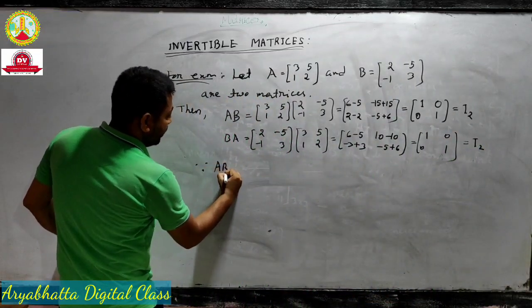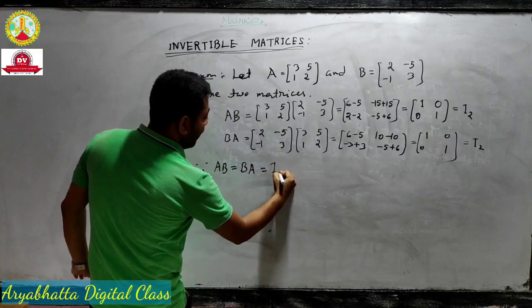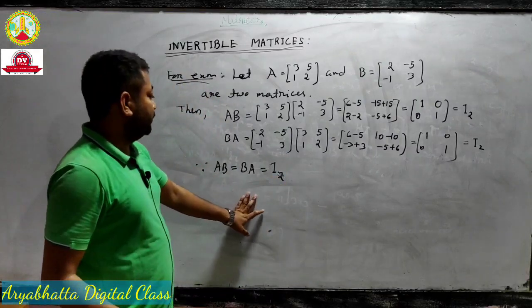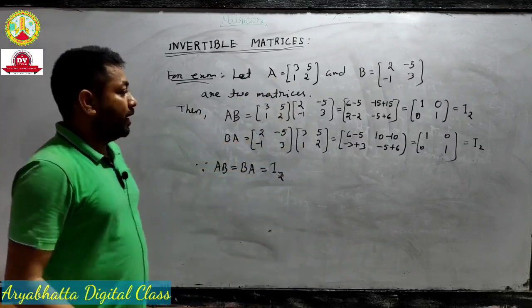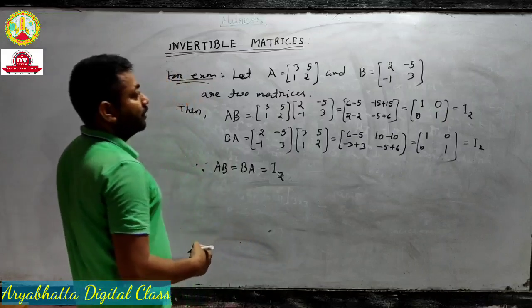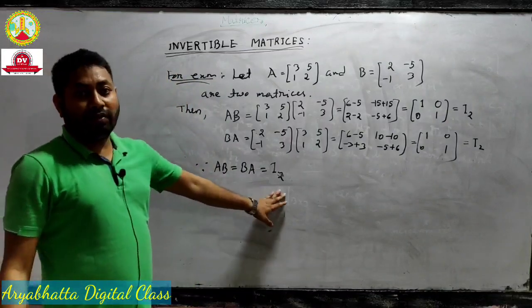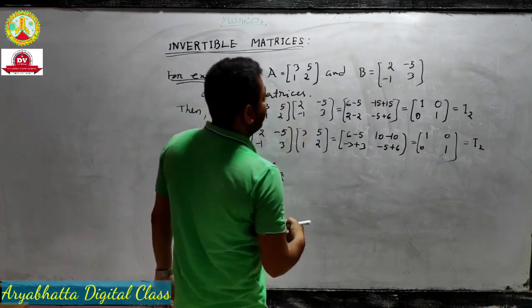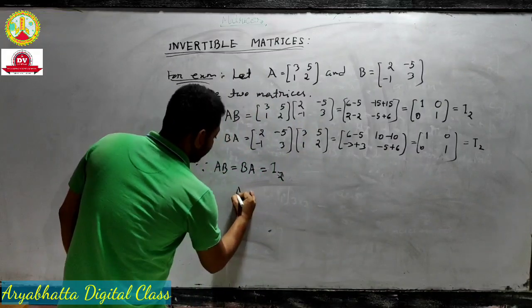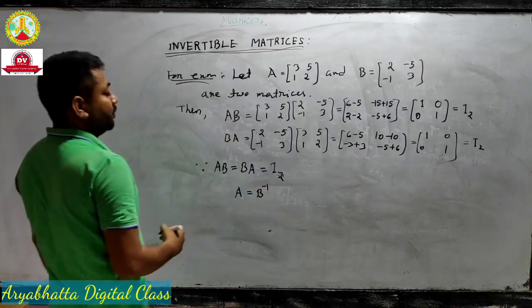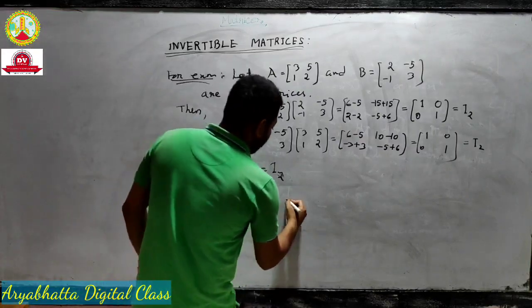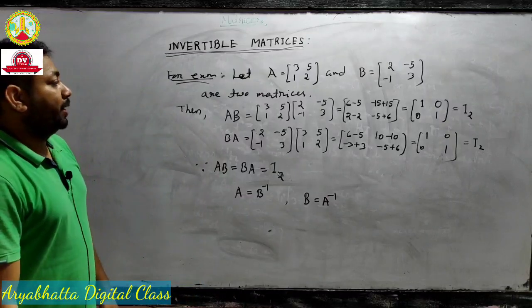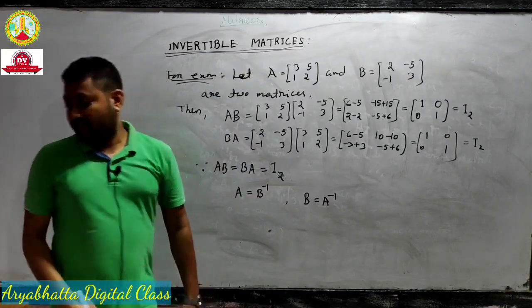Since AB equal to BA equal to I of order 2, then A is called the inverse of B, and B is also called the inverse of A. That is written as B equal to A to the power minus 1. Next, we will discuss a theorem.